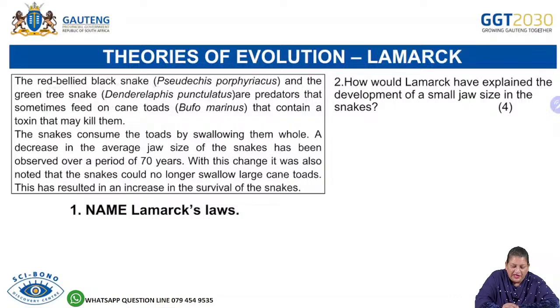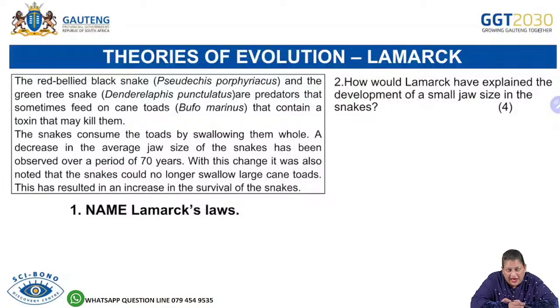So the red-bellied black snake and the green tree snake are predators that sometimes feed on cane toads. So when you are reading, don't let the scientific name confuse you. Read it like normal. The red-bellied black snake, know that that is the scientific name for it. And the green tree snake, know that is the scientific name, are predators. That means they're going to feed on something. That sometimes feed on cane toads.